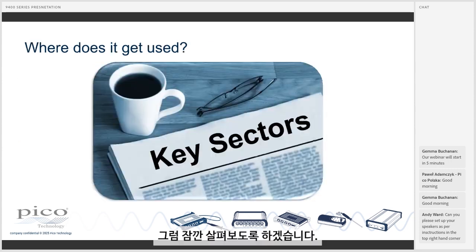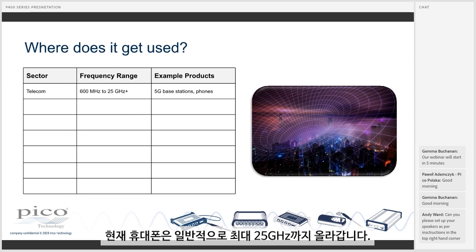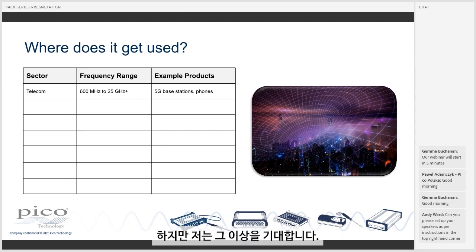So let's have a quick look at where the technology gets used. If we look in the telecom sector, we have the 5G base stations, we have phones. We're typically going up to 25 gigahertz at the moment, but I expect way beyond, particularly in some of the research centers.